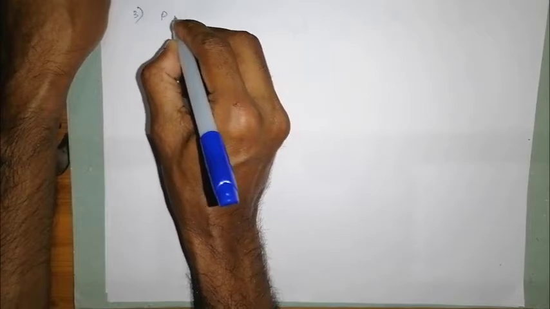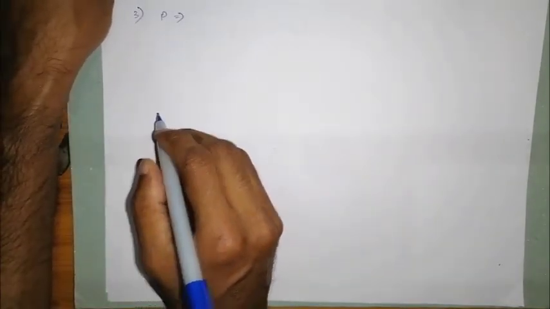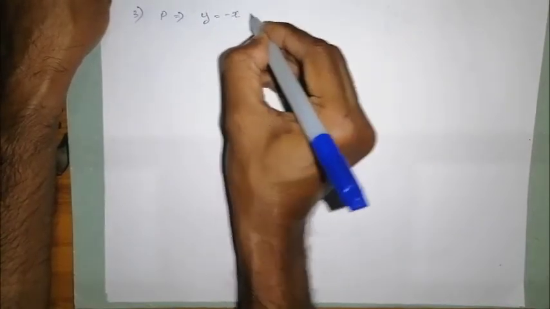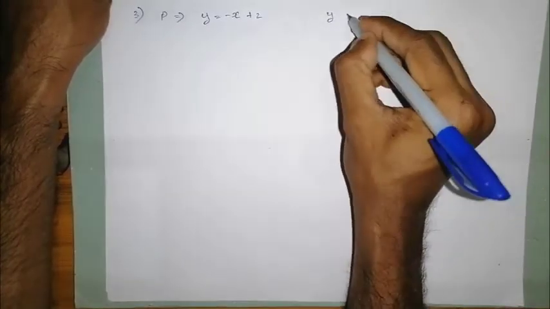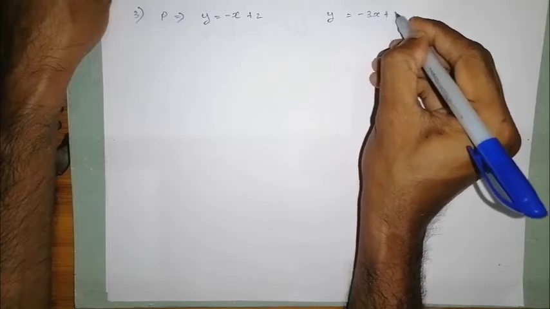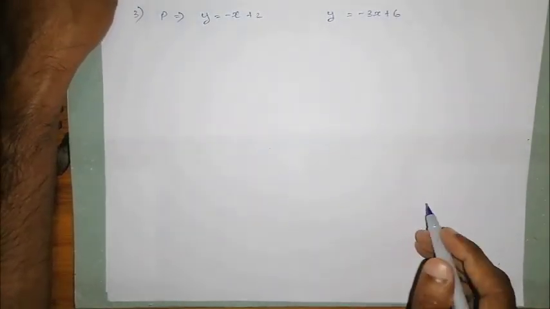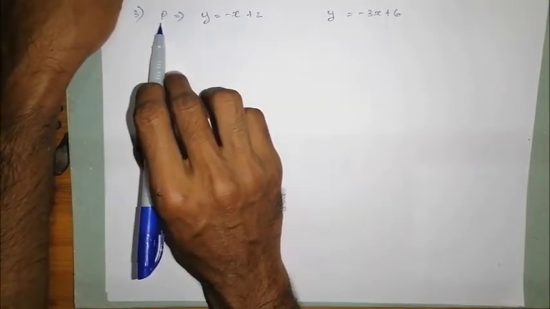In this method, as we discussed, the point P is the intersecting point of the equations y equals minus x plus 2 and y equals minus 3x plus 6. These are the linear graphs which will intersect at P.